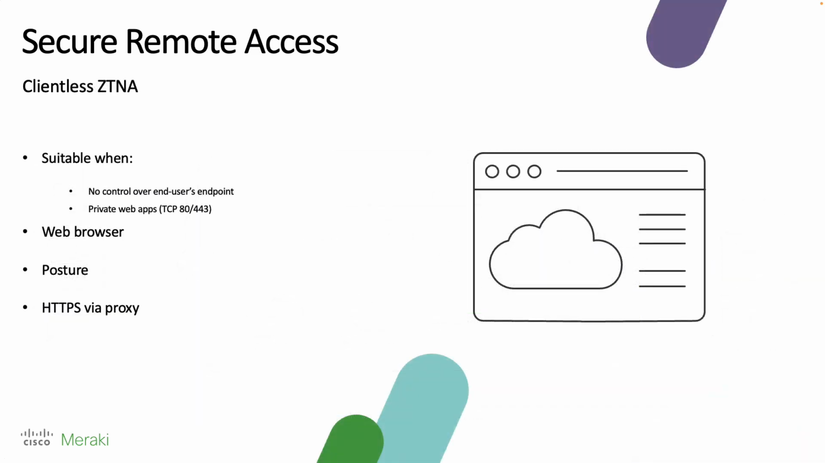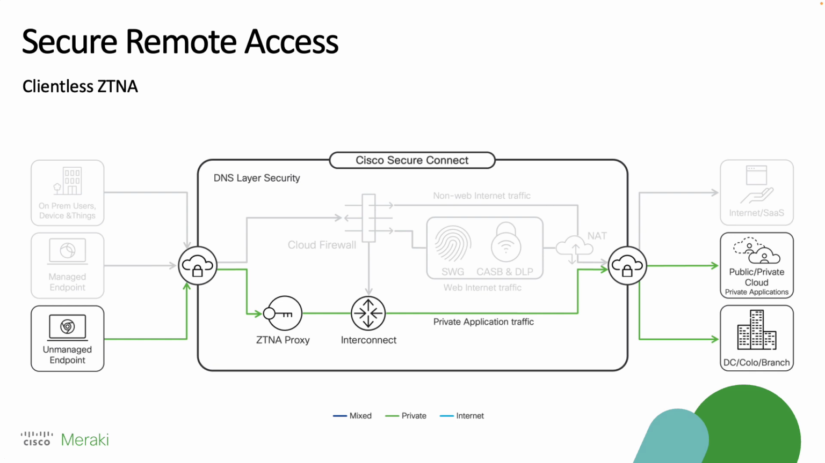Last but not least, we have the clientless ZTNA service. This is going to be suitable when you don't have any control to install an agent on the end user's endpoints, but you still want to provide them access to any private web applications. Users will need a web browser where they browse to a Cisco generated URL for your application. That URL forwards the user to the ZTNA proxy, where we once again challenge them for SAML authentication as well as posture assessments. If they're permitted access, that traffic is then forwarded through our service and then finally down to wherever that application lives.